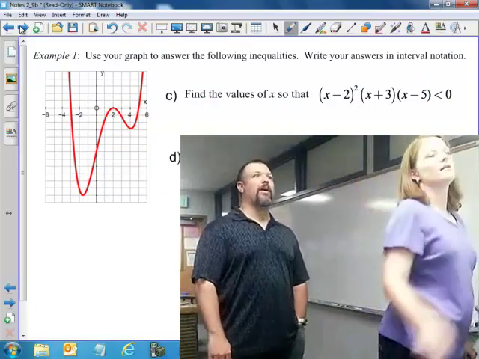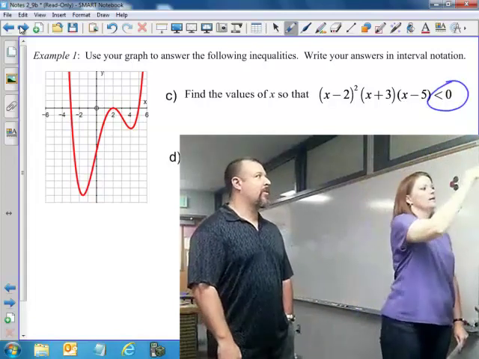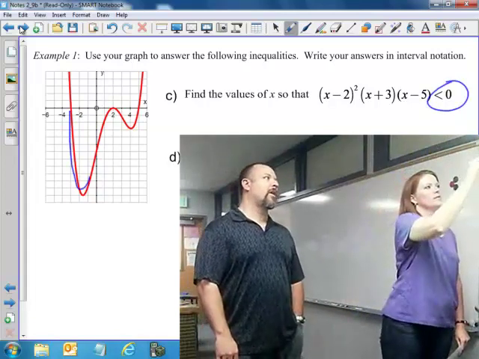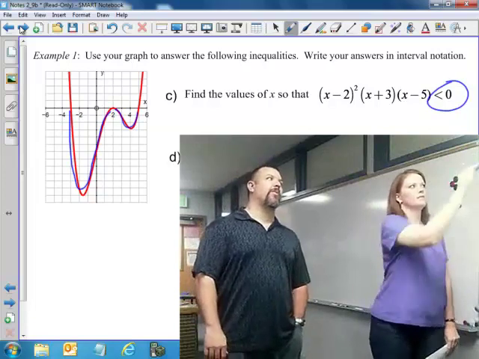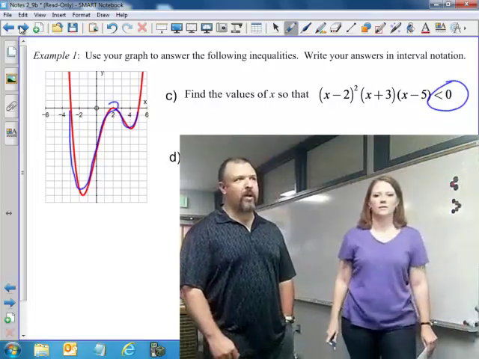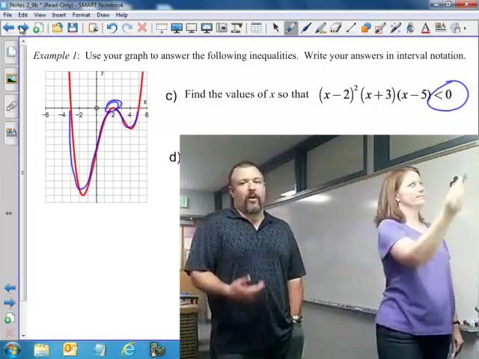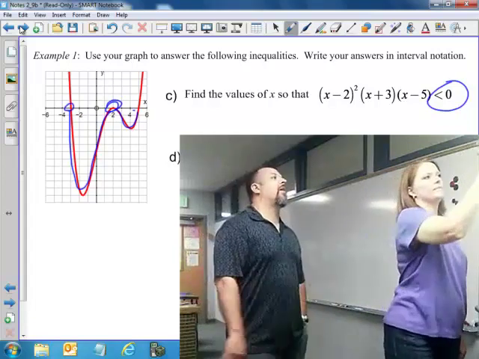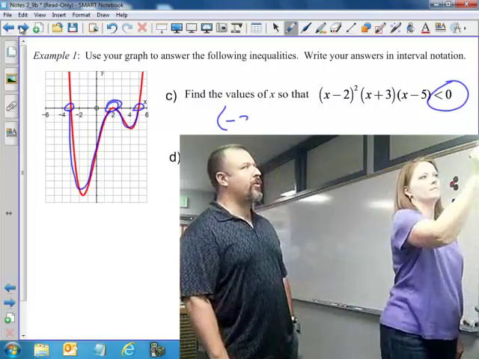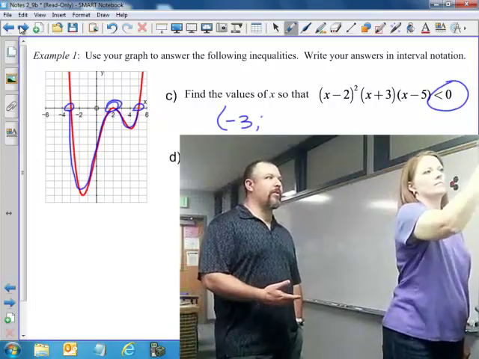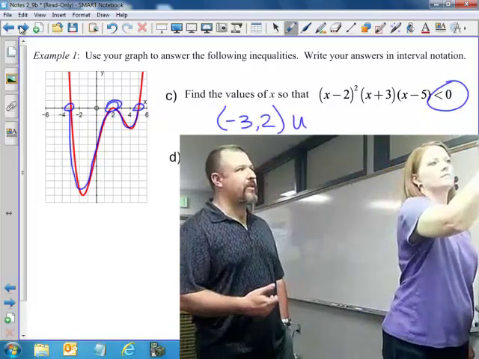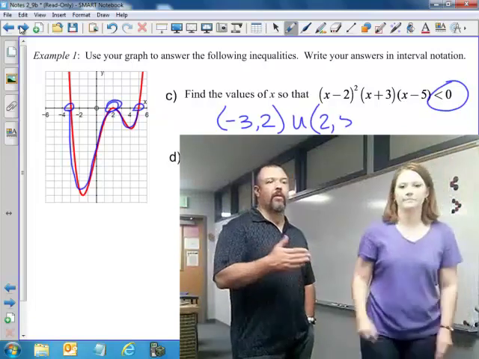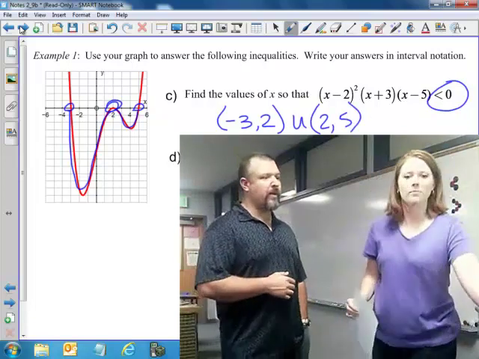Okay, I'm ready. So less than 0 means that we are below the x-axis. And then she stopped drawing at 2 because at 2, remember, it hit 0, but we're not including it. We're not equal to 0 here. So we're going to go from -3 all the way to positive 2, but we're not including 2. And then we're going to pick up at 2 on the other side, and we're going to go all the way to 5. But again, we did not include 2.